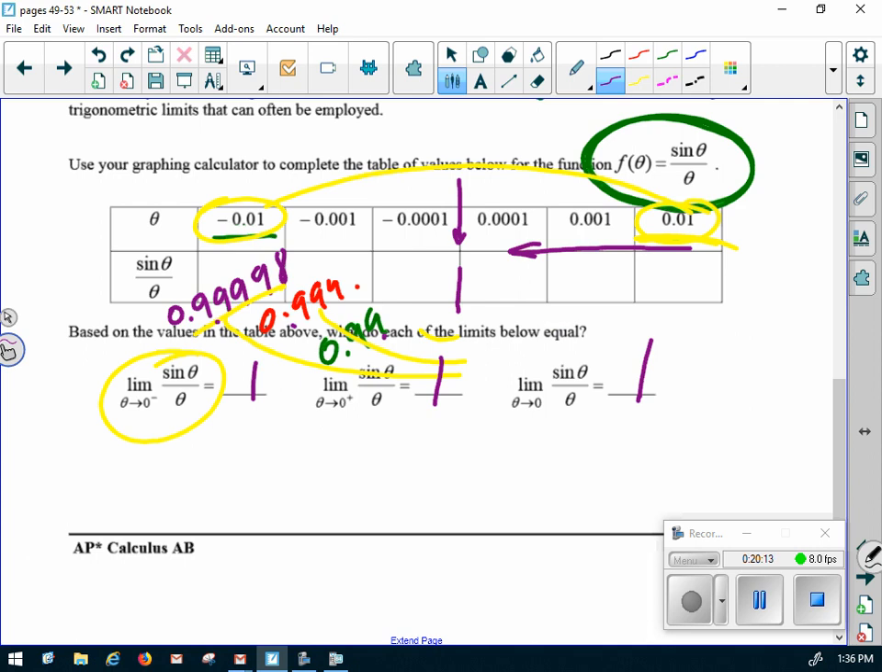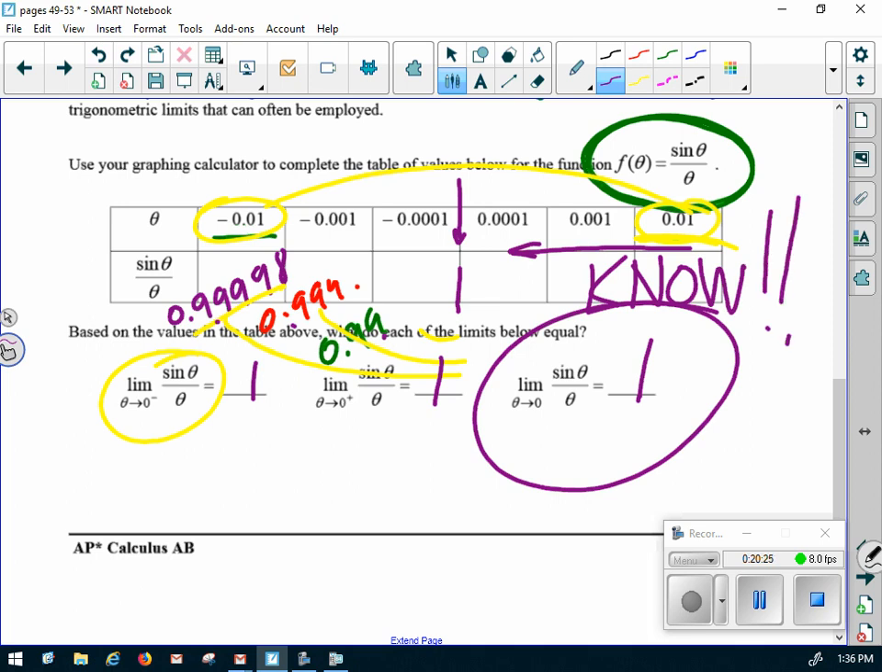Ladies and gentlemen, we could not have simplified sine theta over theta. There was nothing we could do. This is one you have to know. Know this one. It will come up frequently. You know the limit of sine theta over theta as theta approaches 0 is 1.